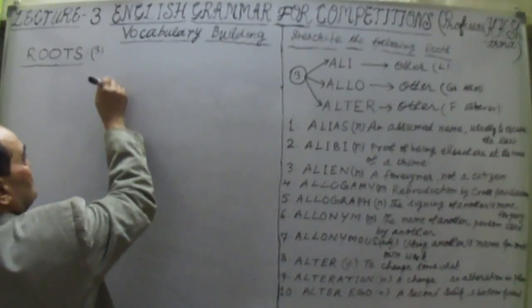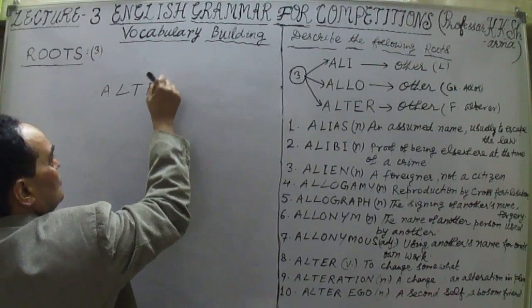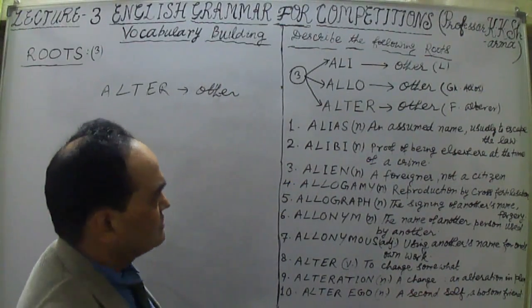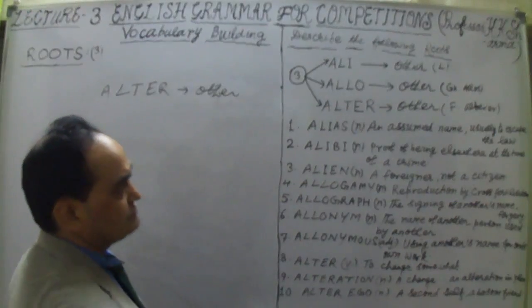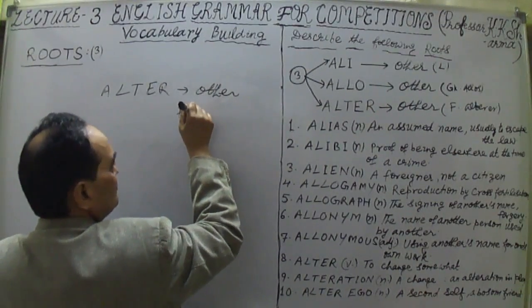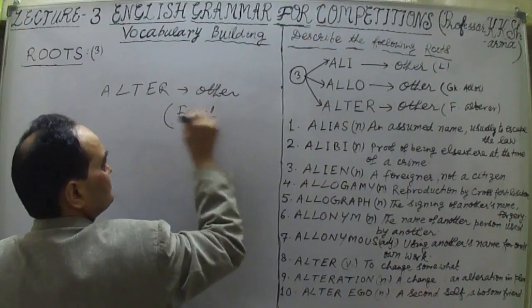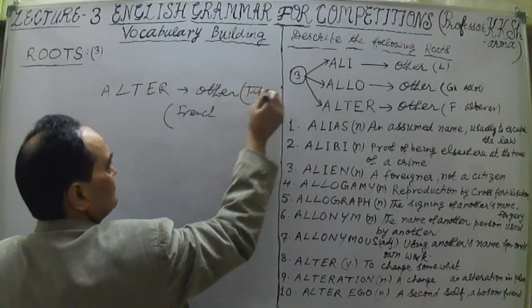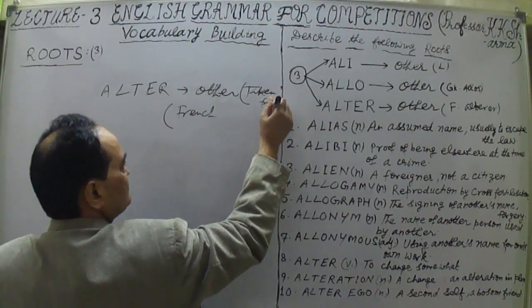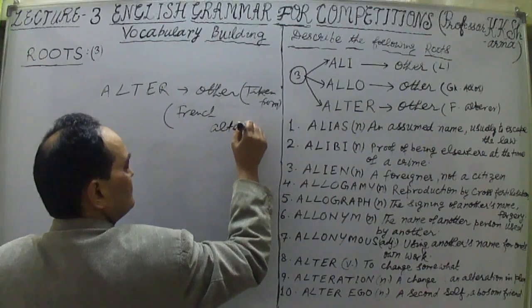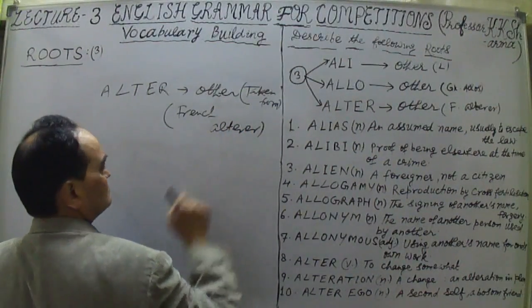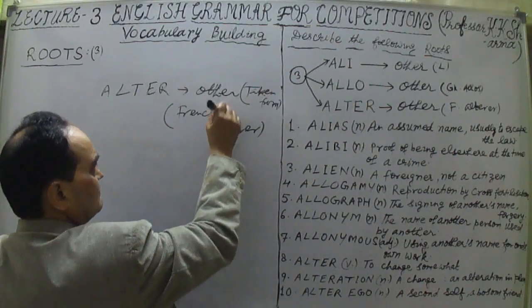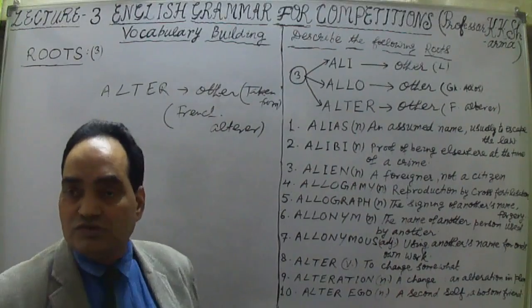Okay, now the last one is alter. Again, alter means other. We know this, and which root has it been taken from? This alter is taken from French, based on the French word alterer. Alterer means other, that means another person or other. This root is based on the French language.